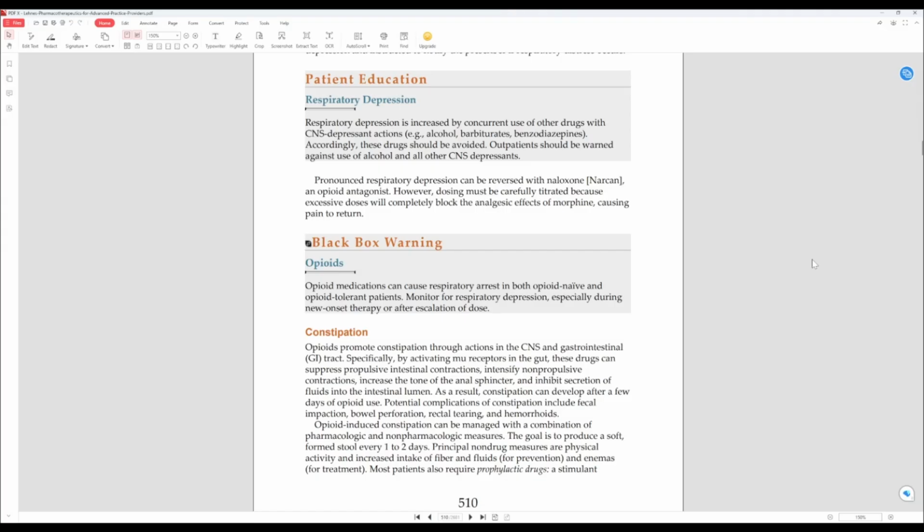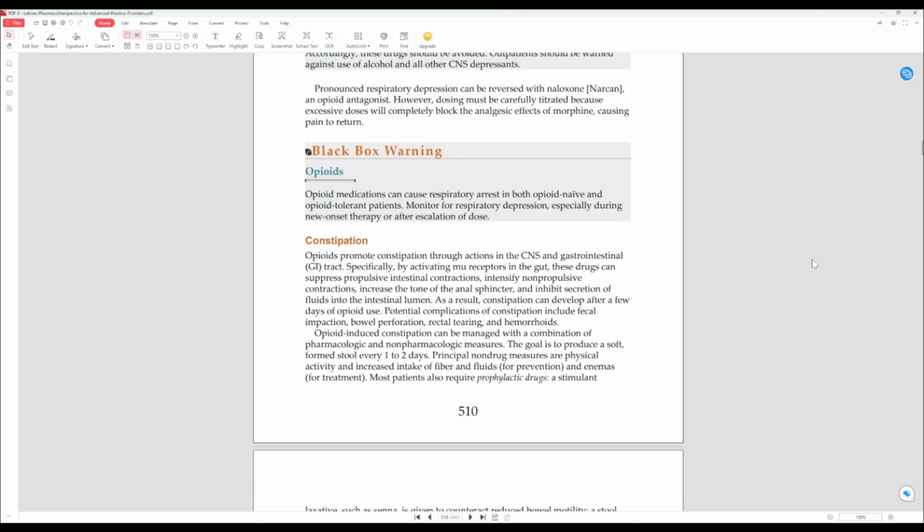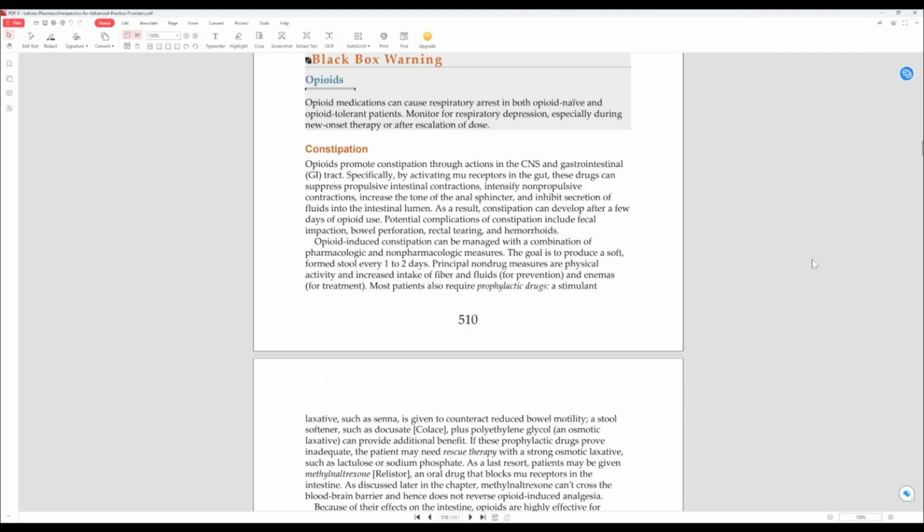Pronounced respiratory depression can be reversed with a medication called Narcan, or naloxone, an opioid antagonist. However, dosing must be carefully titrated because excessive doses will completely block the analgesic effects of morphine, causing pain to return. So therefore we have a black box warning on all opioids. Opioid medications can cause respiratory arrest in both opioid-naive and opioid-tolerant patients. So monitoring for respiratory depression, especially during new onset therapy or after escalation of dose.